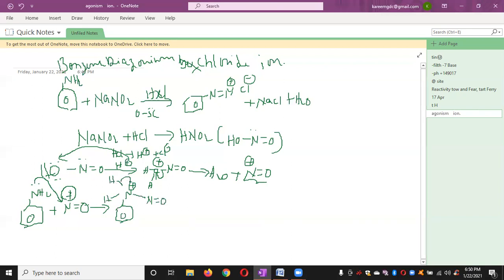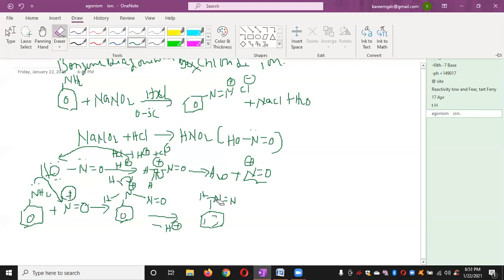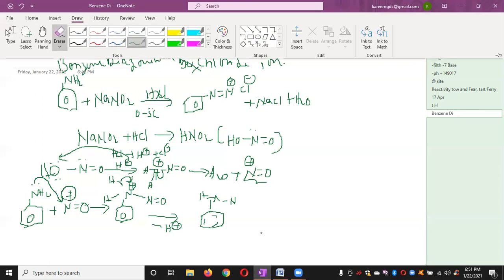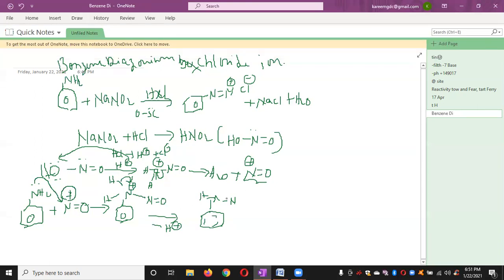And in the next step, what happens? The H plus ion will be eliminated. So this H plus ion is eliminated, and we get this one. So this is NH, and sorry, not a double bond. Actually it is a single bond. Okay. So this is nitrogen, and now a double bond.